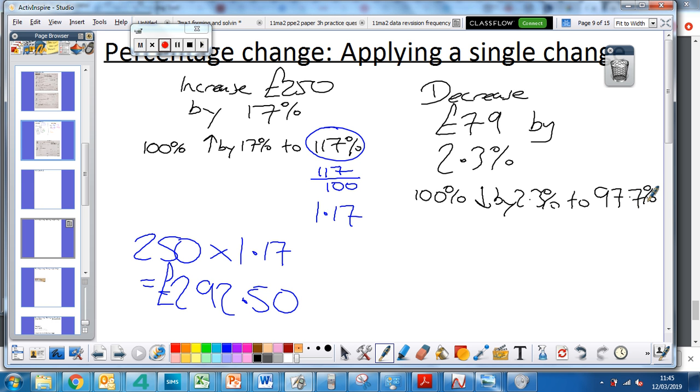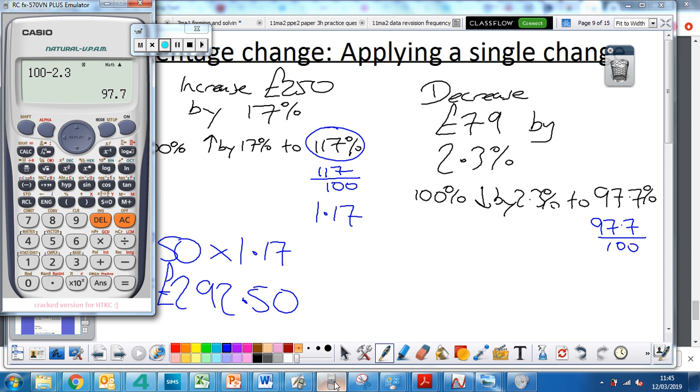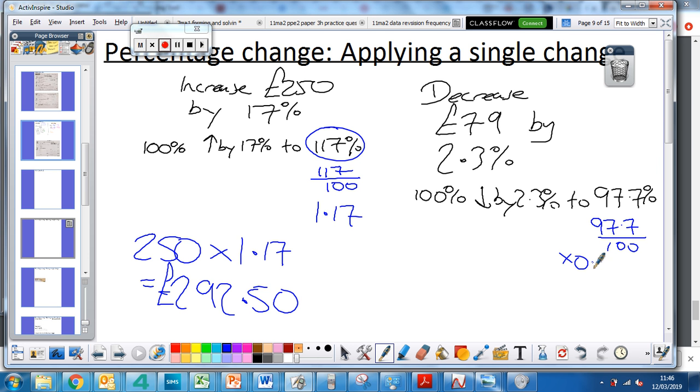Now 97.7% is 97.7 per cent, per 100. So 97.7 divided by 100. Straight back to our calculator, divide by 100. Of course you can do this by moving the decimal point, which is what it looks like is happening. And we'll get 0.977. That's our multiplier. So if we want to decrease £79 by 2.3%, we use the multiplier 0.977.